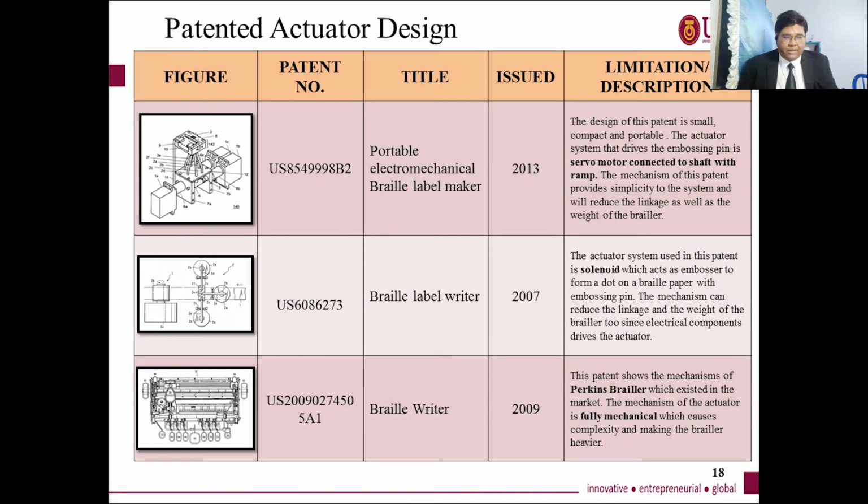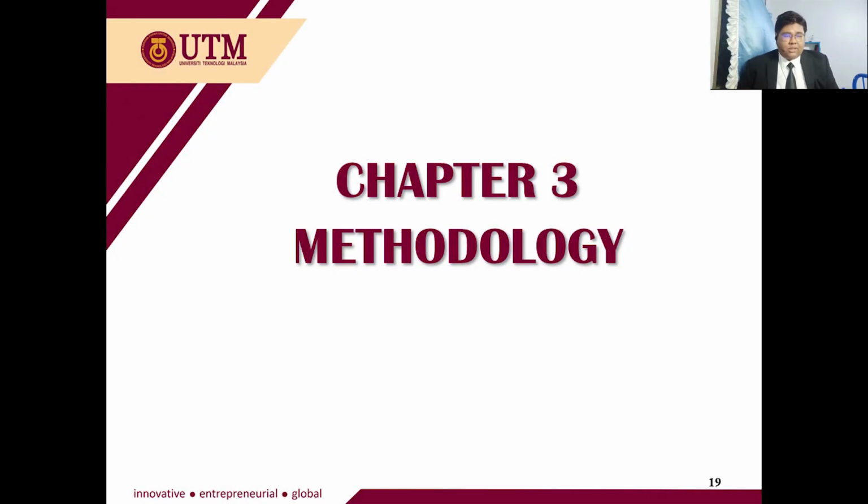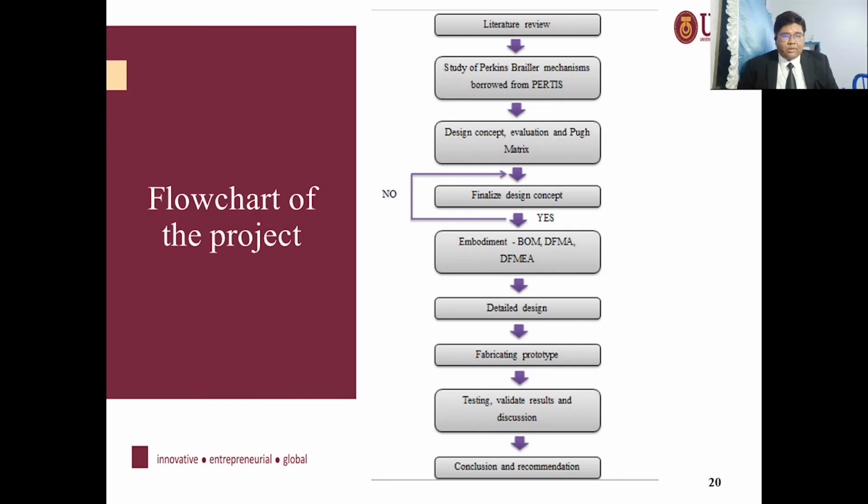And this is my pattern actuator design. The first one uses a servo motor connected to a shaft with a ram. The second one uses a solenoid as the actuator system, and the third one is the Perkins Brailler, which is fully mechanical, making it complex. For the third chapter, the methodology. So this is the flow chart of my project.